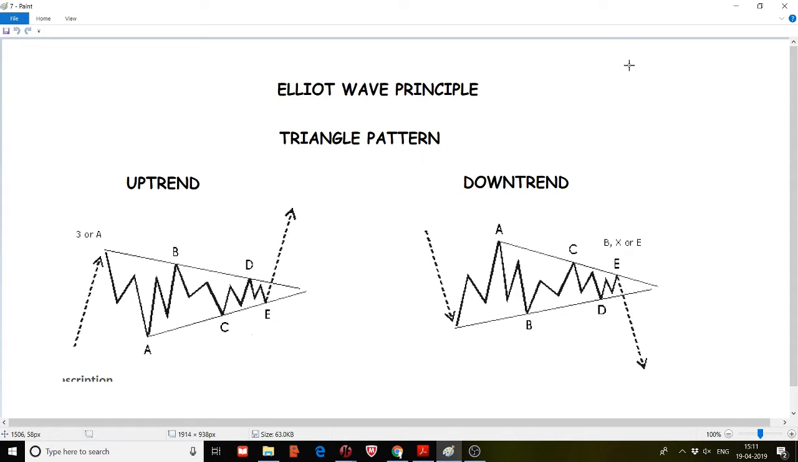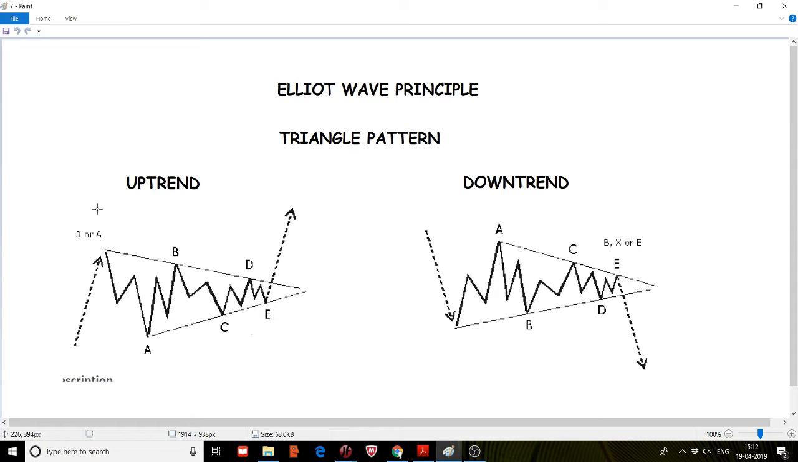And the guidelines for both patterns are the same. If you notice, the diagram consists of five waves: wave A, wave B, wave C, wave D, and wave E. Finally, it has a breakout to the upper side in an uptrend, and vice versa, it will show a breakdown to the lower side, like you can see in this diagram. The basic thing is that you need to draw two trend lines, and at the end these two trend lines should converge. Only then will it look like a contracting triangle pattern.